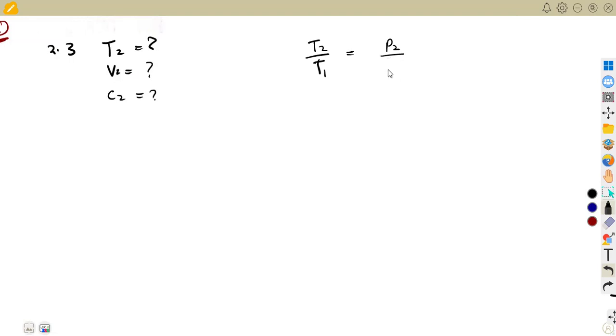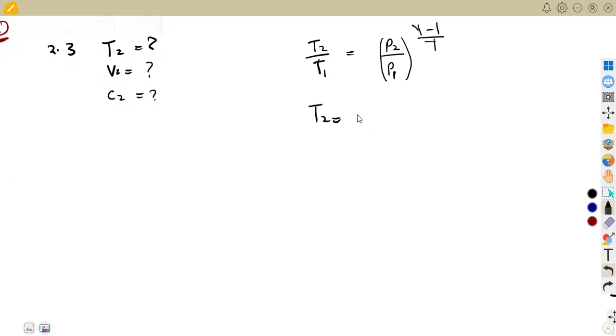For pressure, using pressure, it's P2 over P1 to the exponent of n minus 1 over n. But this time we are using gamma, so it's gamma minus 1 over gamma, remember, from our N5. If you check the formula sheet on the first page, you have to use gamma because we are dealing with an adiabatic process. So we can calculate T2 from there.